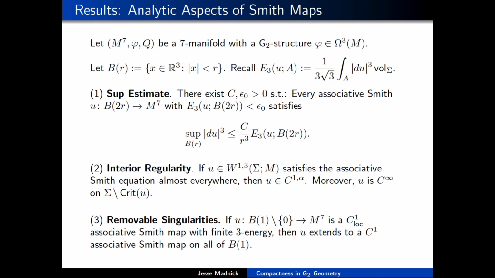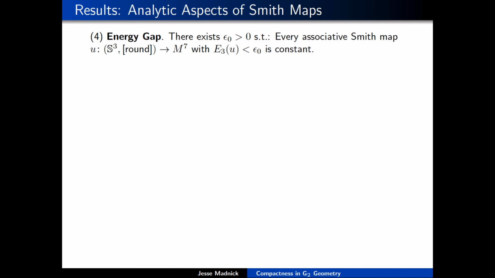We're also able to obtain a removable singularities result, which says that an associative Smith map with finite 3-energy extends over isolated singularities to an associative Smith map everywhere. There is also an energy gap result. So if you have a 7-manifold with a G2 structure, there's some constant, epsilon 0, a threshold, such that every associative Smith map whose domain is the 3-sphere with its round conformal structure, into M, if its 3-energy is less than this threshold, then in fact such a map must be constant.